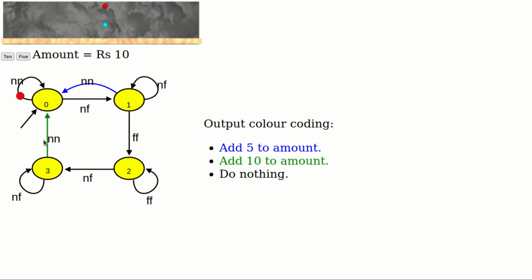Now here you have some output. The green arrow says add 10 to the amount. Whatever the original amount was, in this case 0, I added 10 and displayed it. Now let us see what happens if I use the 5 rupee coin. It comes to this state and immediately it will go back to the start state and pass through the blue arrow, which says add 5 to the amount, and it will get 15. You see, this simple state machine keeps track of which coin is being rolled.